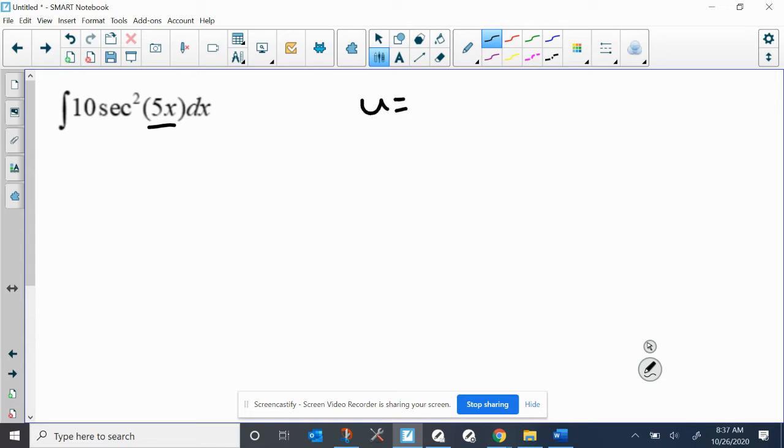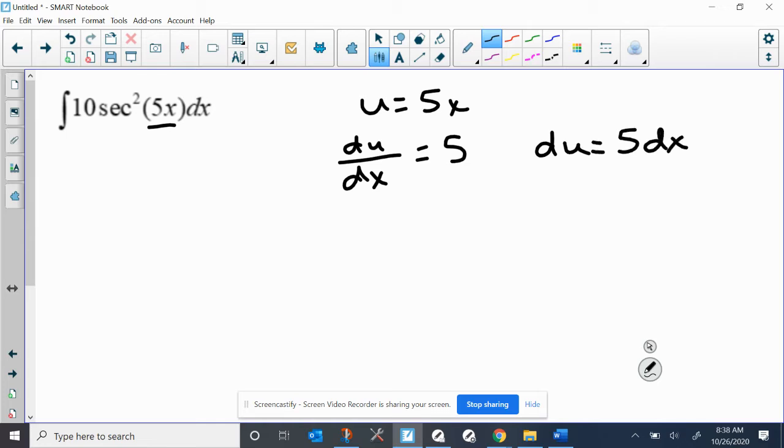So u equals 5x. Now, when you took the derivative, the next thing you would do is u prime, but u prime was du dx. So the derivative of u with respect to x is 5. Now, for integration, we are going to change this because I'm trying to get u's into my equation and du's into my equation. So I'm going to multiply both sides by dx. So du equals 5 dx.